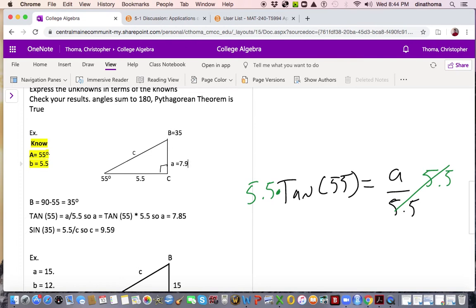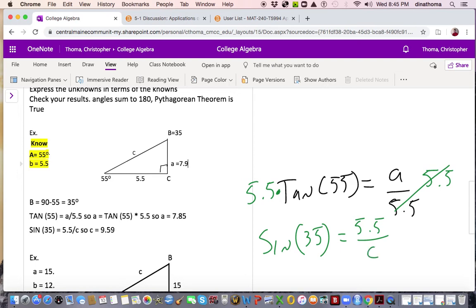And then to find C, if you want to, you can use the Pythagorean theorem, but I am going to use a trig function again so we can see how it works. I'll even use the opposite angle. So the sine of 35 equals, sine is opposite, so that's 5.5, over my hypotenuse, which is C.